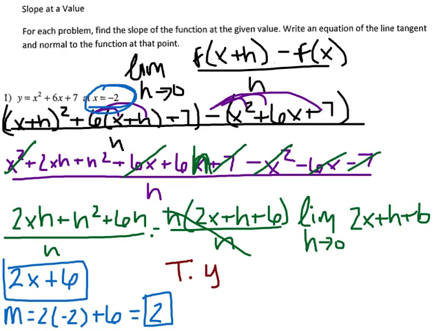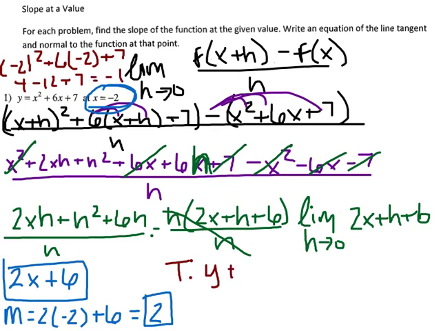We need to find our y value because I don't know what y1 is. So we will take negative 2 and plug it in up here. Negative 2 squared plus 6 times negative 2 plus 7. That's 4 minus 12 plus 7. That's negative 8 plus 7, which is negative 1.